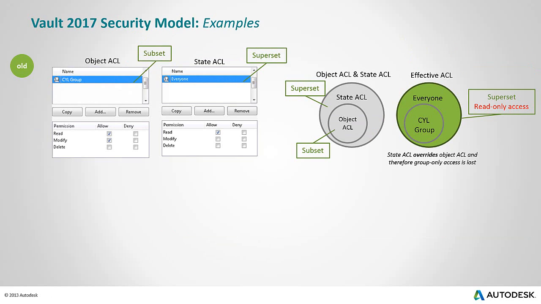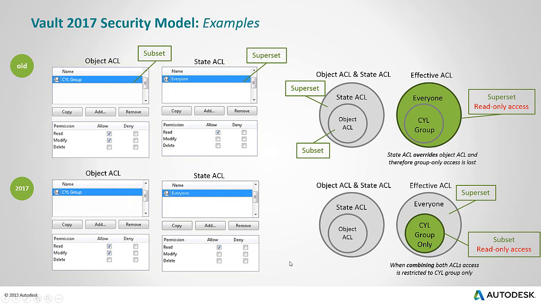Let's take a look at a couple of examples here. So in the old model, when you look at this particular object-based security ACL and state-based security ACL, at OBS level, this particular group, the cylinder group, has been given read and modify permissions. Whereas at the state level, everyone is given read permission. So the resulting ACL is going to be everyone with read-only access because state-based security overrides object-based security in the old model. Coming to the new model, in 2017, for the same settings, it's the cylinder group, which is a subset of everyone, that is going to have read-only permission because it's the read permission that is common between the two as far as allows are concerned.